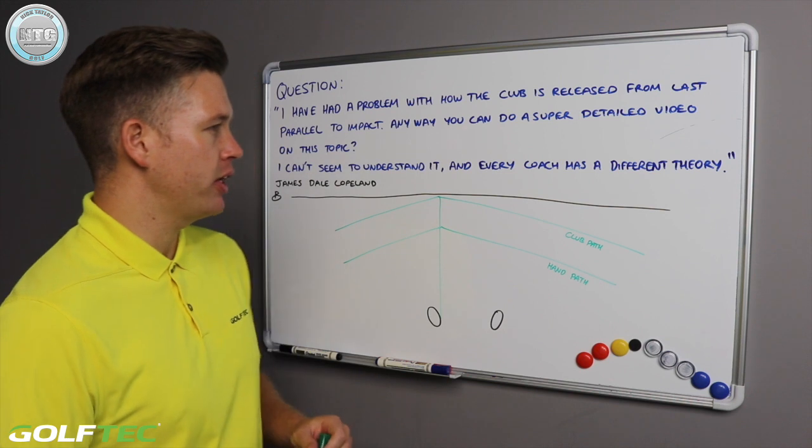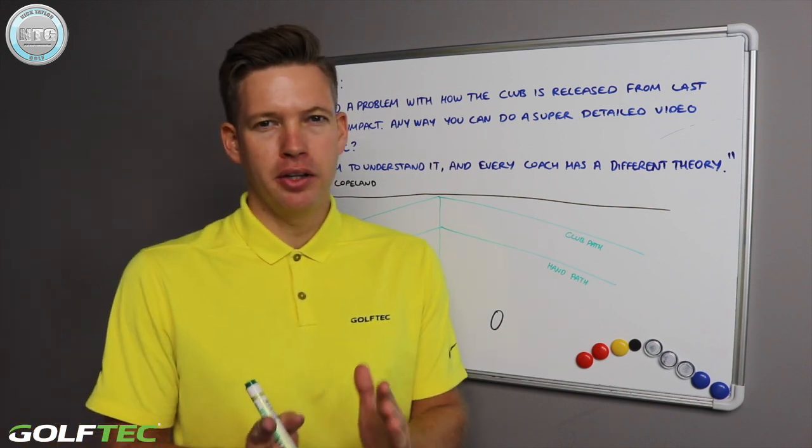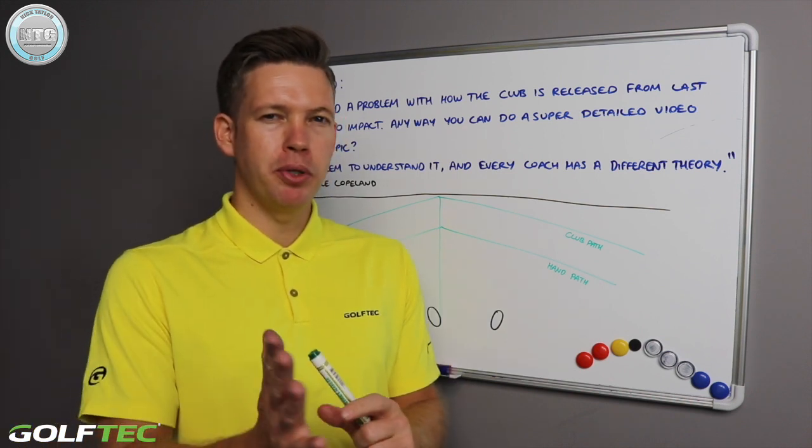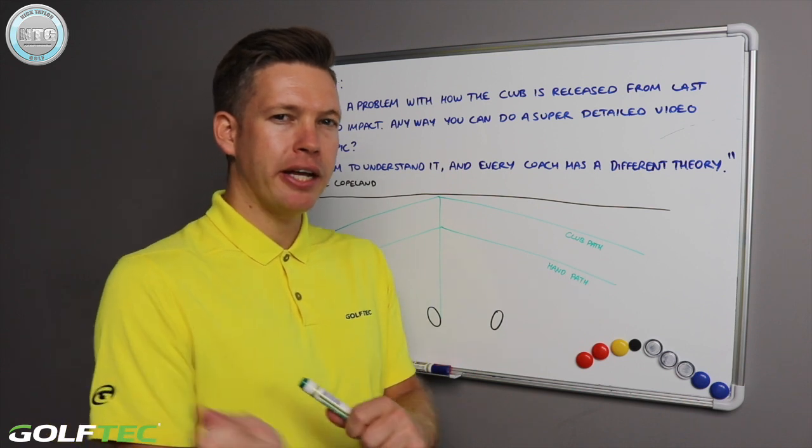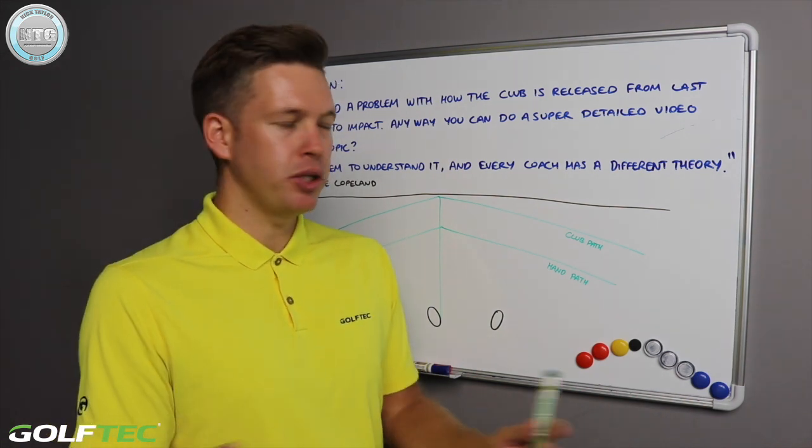So we're going to talk about a couple of things today. We're going to talk mainly about the club face relationship and what we should be looking for in the golf swing once we get down to the last parallel position, which we call position 6.